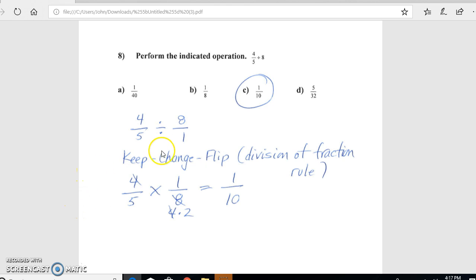So every division of a fraction always ends up becoming a multiplication when we apply the rule keep, change, flip.